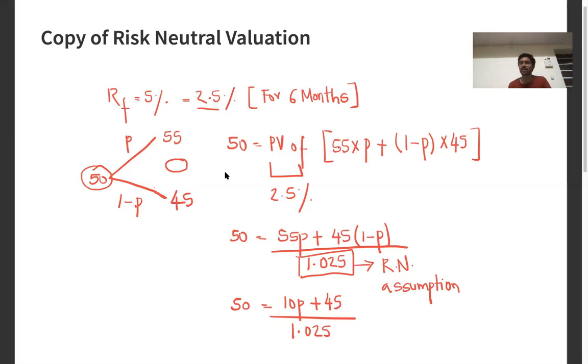The equation that we have written says the current price, or today's price, is equal to the present value of the future cash flows, and the present price that we have taken is that of a share. 50 is the current spot price of a share. We have equated that with the present value of the expected cash flows arising from a share. The expected cash flow arising from a share is nothing but the expected sale proceeds at t equal to 6.